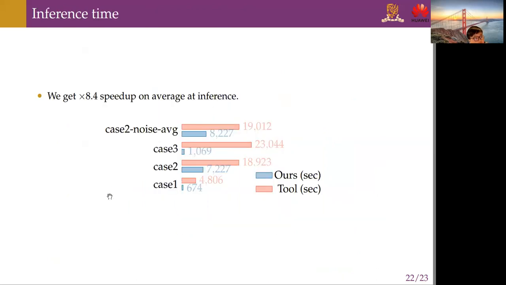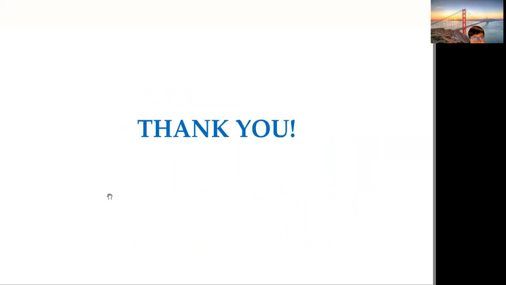With the advantage of deep learning and neural attribution, our framework got around 8.4 times speedup on average at inference. Thanks for listening.